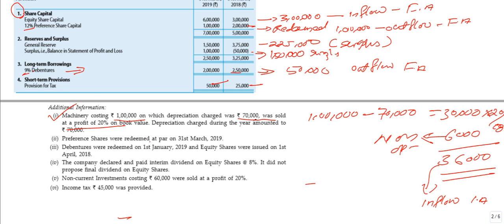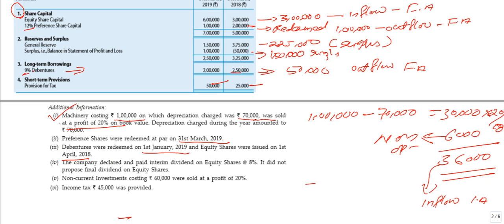Next one, preference shares were redeemed at par on 31st March 2019. This preference shares 1 lakh rupees redeemed. So that happens on the day 31st March 2019. Clear now. Debentures are redeemed on 1st January 2019. Those debentures also redeemed, 50,000. When did that happen? That happens on the 1st January 2019. And the equity shares were issued on 1st April. 1st April means that is the starting date of the accounting period. Here it is the 1st January 2019.